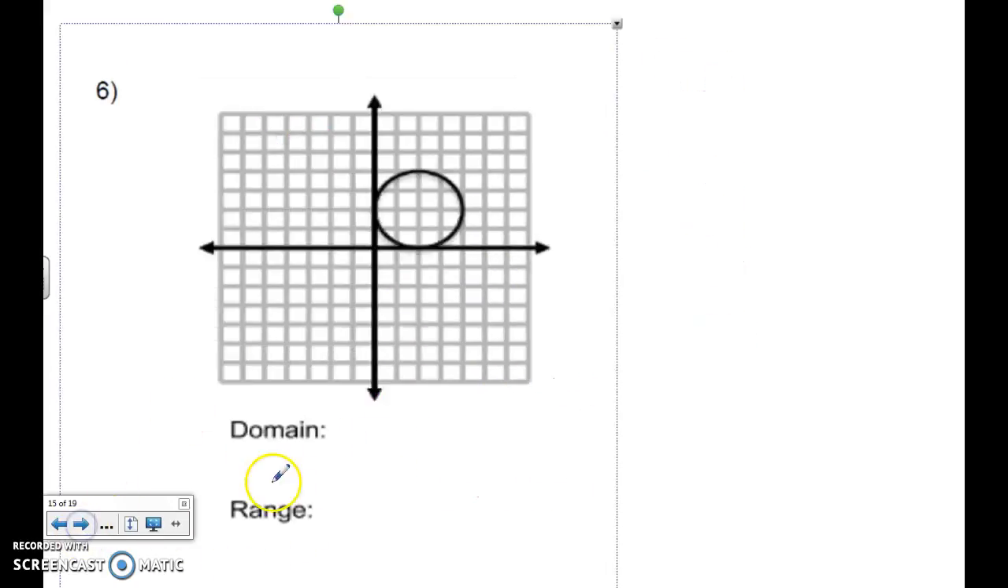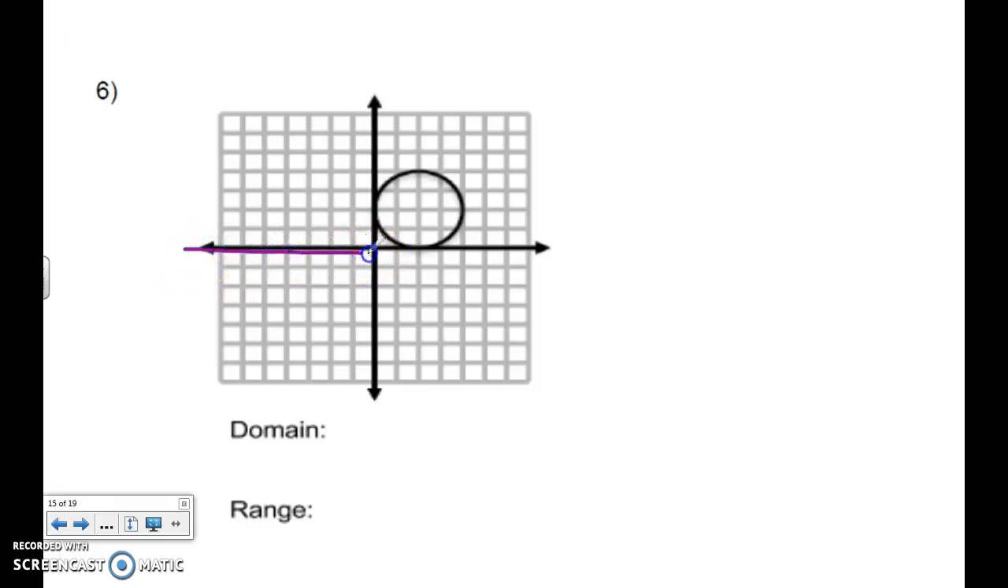Now let's go to this next one here. This is a circle. I know this is not a function, but it still has a domain and range. Remember, this is not a function because I can draw a straight line down the middle and it has 2 points on it. So let's look at the domain. Remember, domain deals with the x values, what's happening this way.